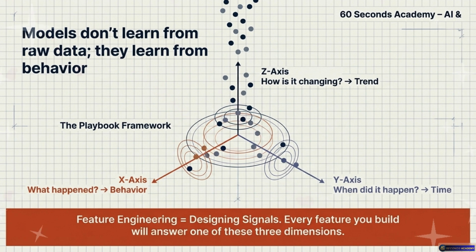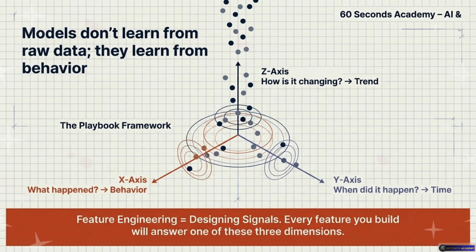You are taking raw ingredients and combining them to highlight a specific human behavior. You're designing a clear mathematical signal that the algorithm can actually digest and learn from. So we aren't just handing the algorithm a giant database table of every time a user opened an app. We're cooking that raw data down into a specific metric that tells a story. Exactly. And according to the playbook we're looking at today, every single feature we create is basically trying to answer one of three core questions, right?